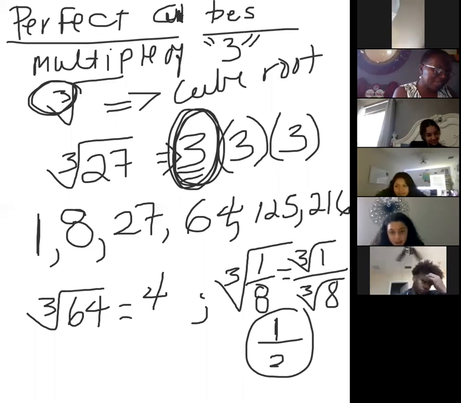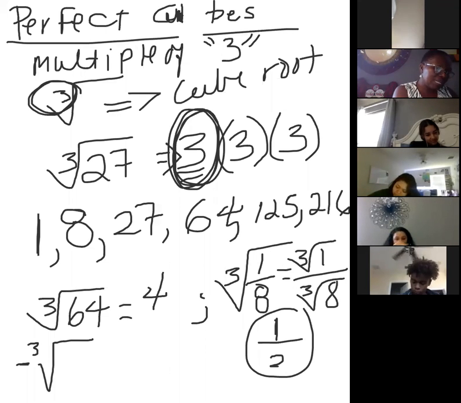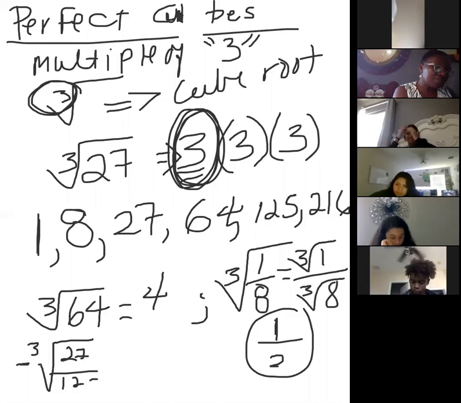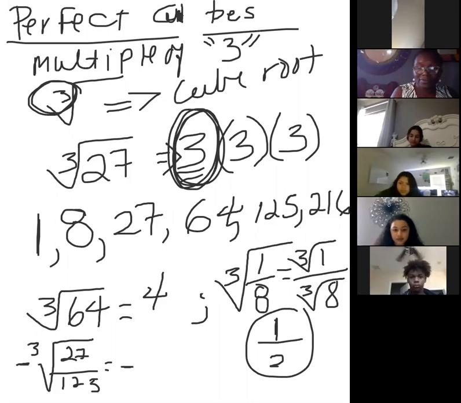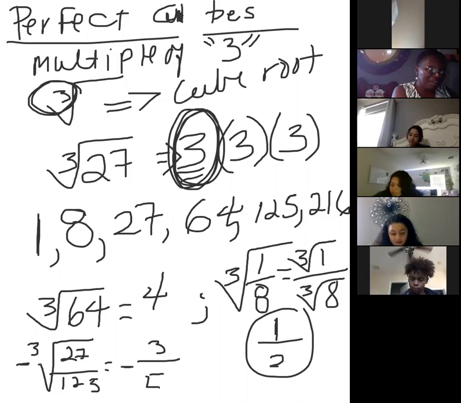Now, here's another one, guys. Negative cube root of 27 over 125. So on this one right here, you would keep the negative on the outside of the radical. And the cube root of 27 is what? What's the cube root of 27, guys? 3. That one is 3. The cube root of 125 is 5. And that's it. So negative 3/5 would be your answer.